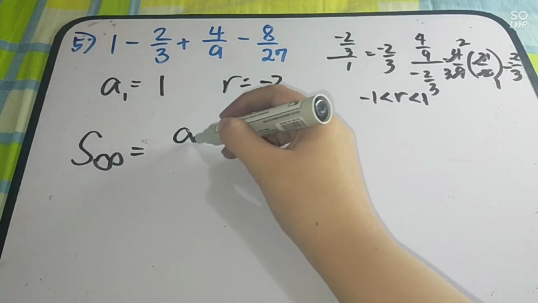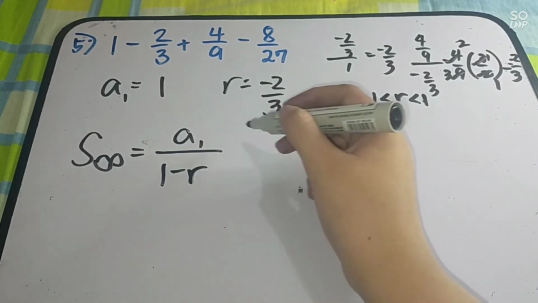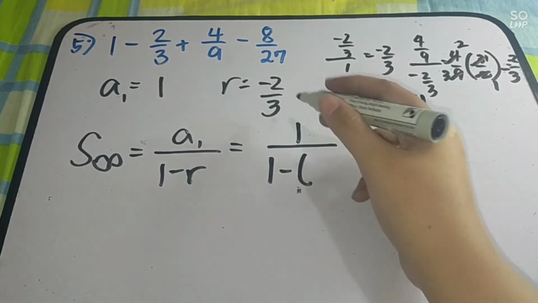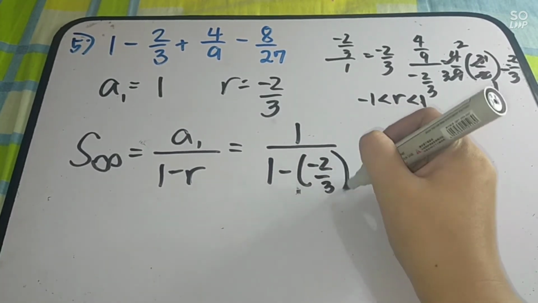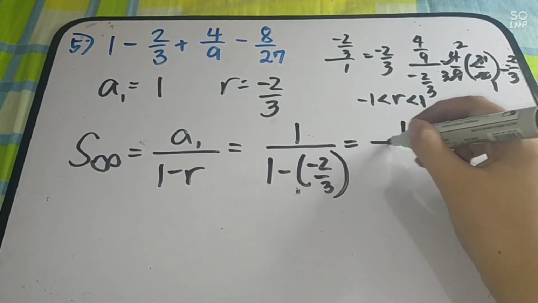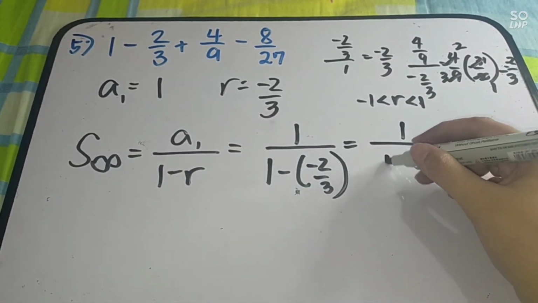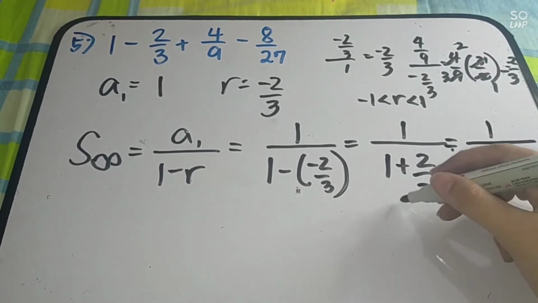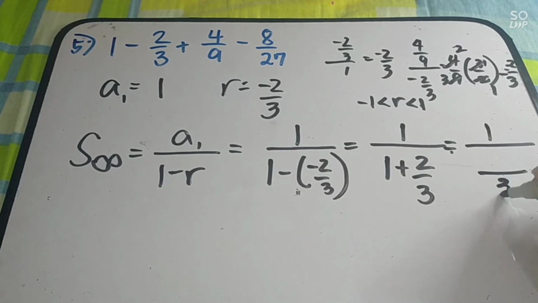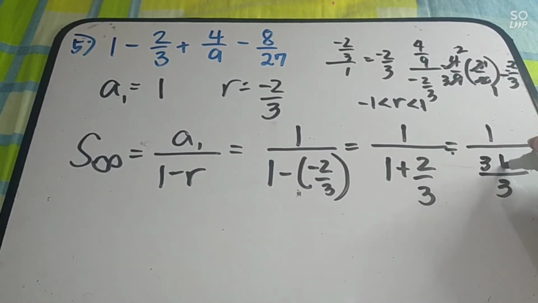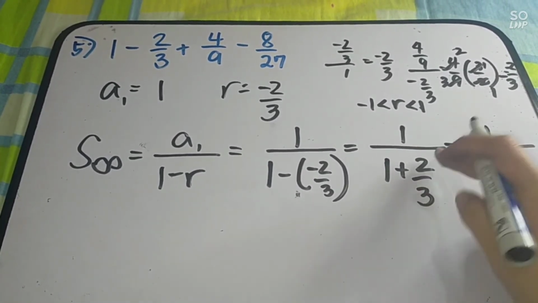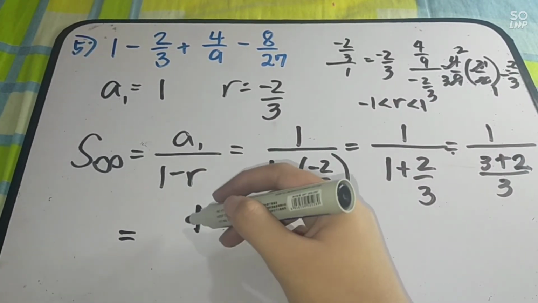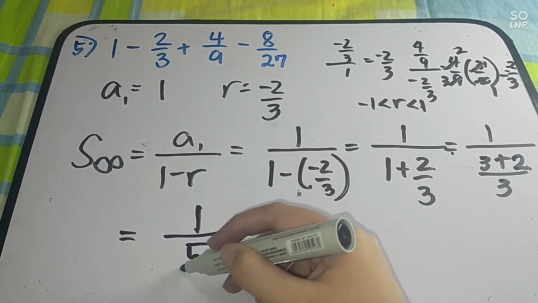So, it is equal to a sub 1 over 1 minus r. Then, let us substitute. We have here 1 over 1 minus. This one magiging negative 2/3. Then, it is equal to 1 over. Since parehas sa negative, magiging plus. 1 plus 2/3 na tayo. Then, it is equal to 1 over, find the LCD, we have here 3. 3 times 1, we have here 3 plus 3 divided by 3, 1 times 2, the answer is 2. So, 3 plus 2 tayo. So, you have here 1 over 5 over 3.